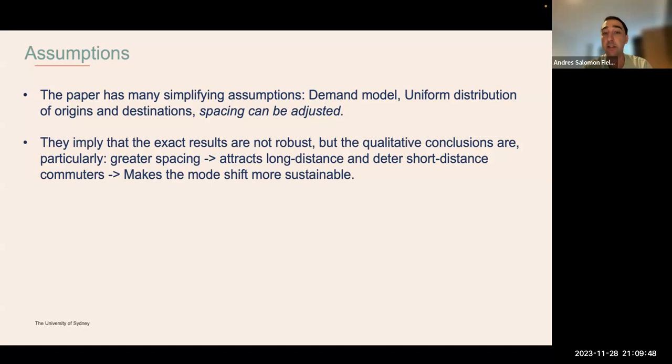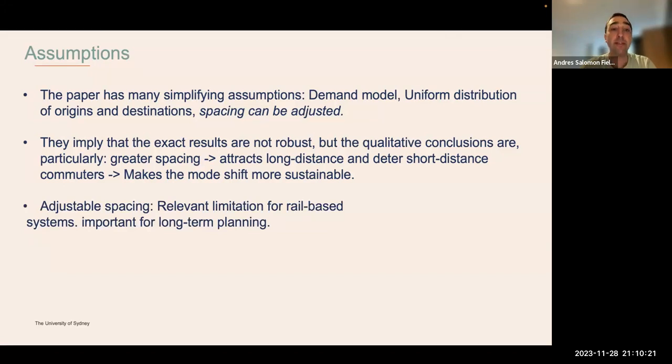So greater spacing will attract long-distance travelers and deter short-distance travelers. And therefore, the mode shift will be more sustainable compared to the case in which we don't change bus spacing at all. Of course, this doesn't imply that we can attract more car drivers than walkers, right? That requires a more sophisticated mode choice model. But we can induce a more sustainable mode shift. That's the main message of this presentation.